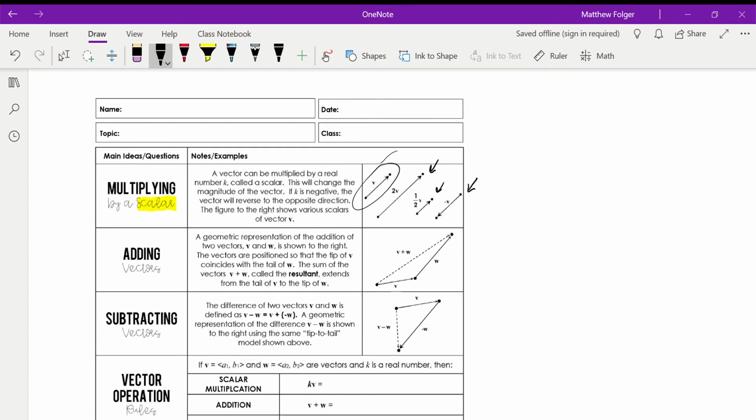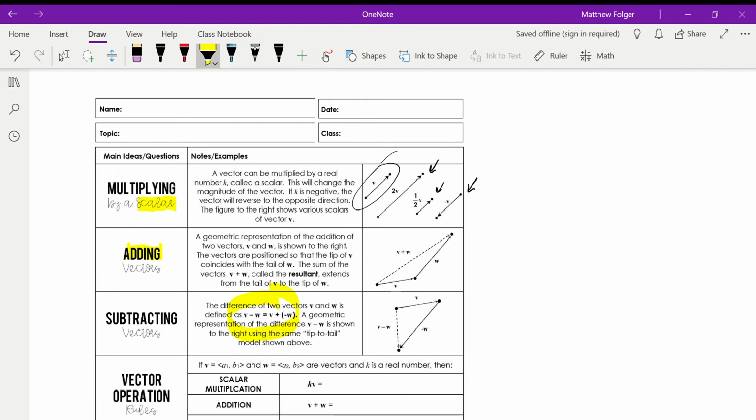The other thing that you can do with vectors is adding and subtracting them. Now, remember, adding and subtracting are the same thing. Subtracting is just adding a negative number. So you can see that right here. This v minus w is the same as saying v plus negative w. So if you know how to add, you know how to subtract.